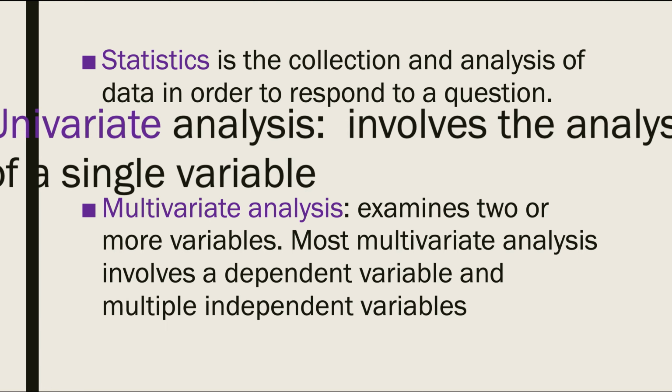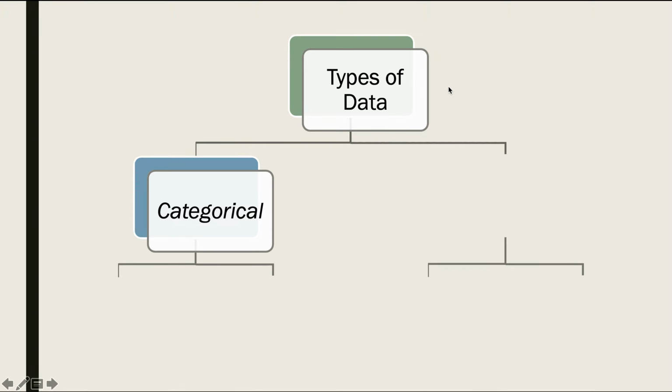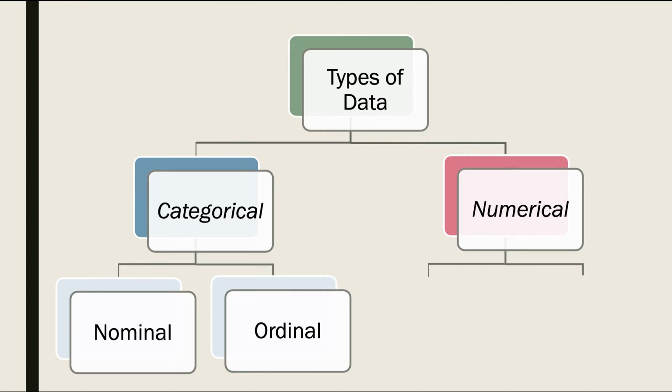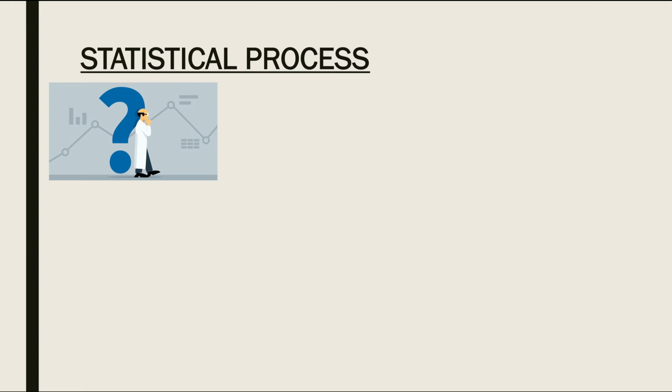Wonderful. So let's start first with types of data, and that's the first thing that we're going to do. There are two types of data: categorical, which is divided into nominal and ordinal, and numerical, which is divided into discrete and continuous. I'm going to explain this in more detail in another video, but this is the general overview.